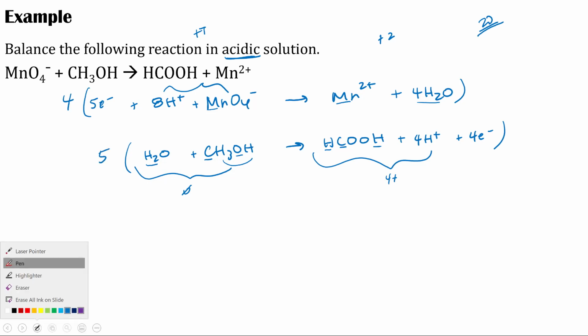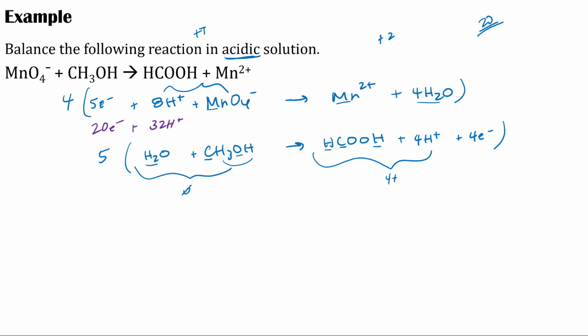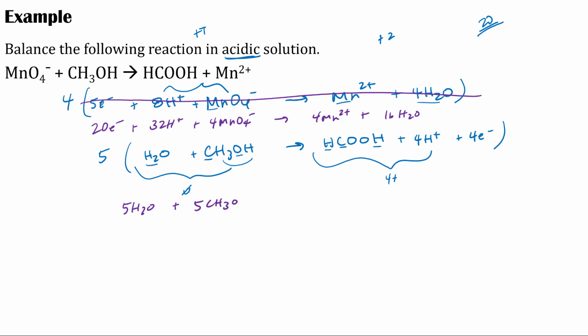So a lot of the time I would rewrite these. So 20 electrons, 32 hydrogen, 4 permanganates, 4 manganese 2 plus, and 16 waters. So that's been distributed. And then I've got 5 waters plus 5 methanols goes to 5 formic acid plus 20 hydrogen plus 20 electrons.